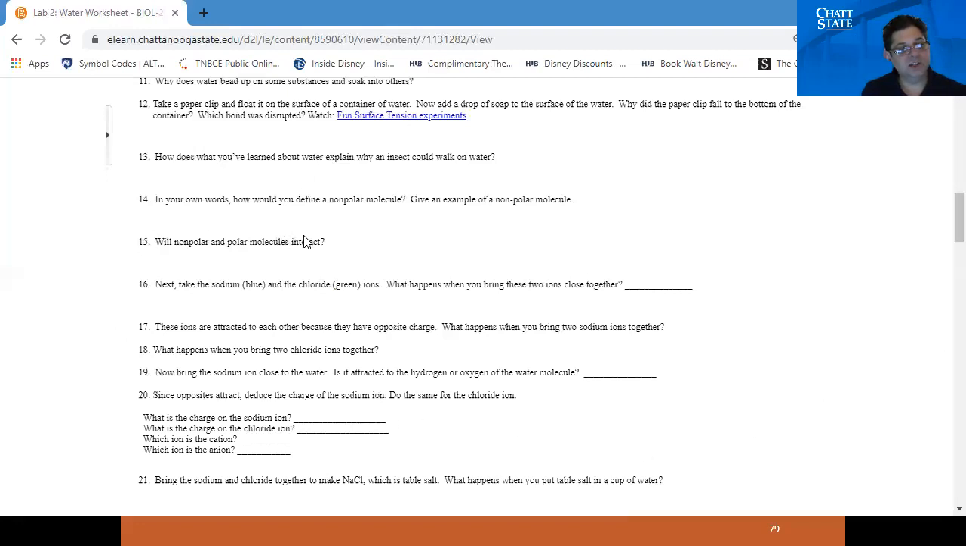All right, this question is a little funny. I actually don't like it. I don't like that word interact because it's tricky. What they're really trying to ask you is, will polar and nonpolar molecules mix? And what do you think?